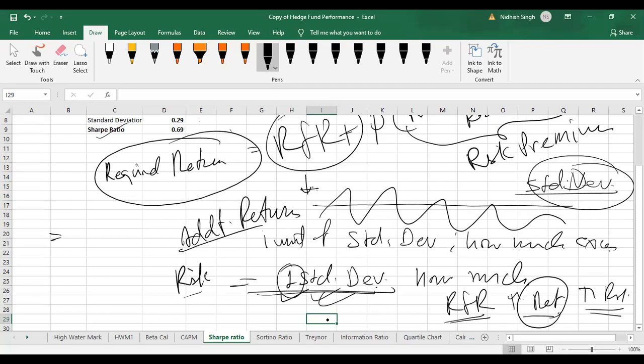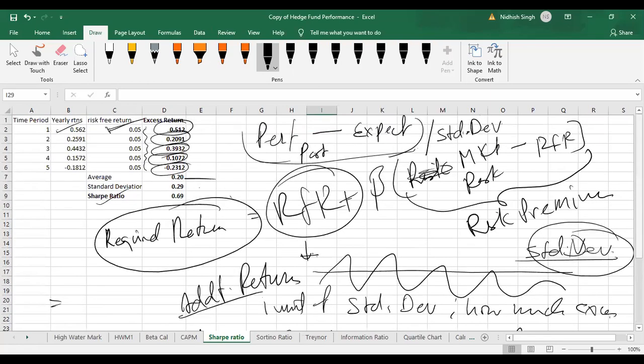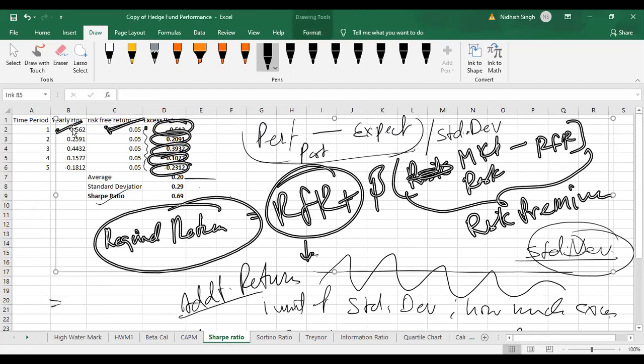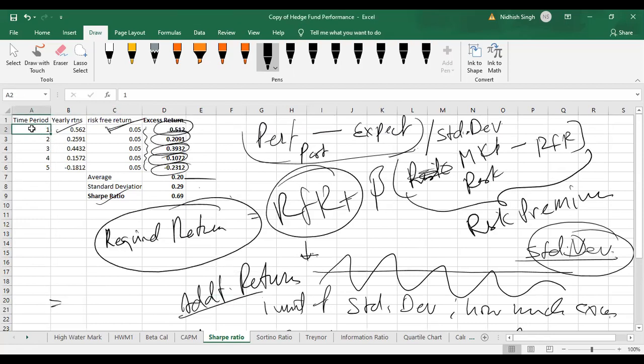So Nidhish, how do you arrive at this standard deviation and average? Could you please explain that part? Okay, so here I started with yearly return. So the fund is performing, say, for 5 years or 5 months or 5 weeks or 5 days. So 5 time periods.